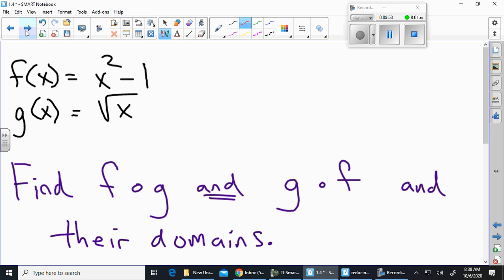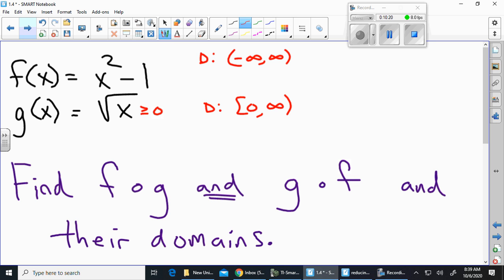Okay? So we're going to just do these two, f of g and g of f. Again, I like to think of my domains to start. F is negative infinity to infinity. It's a polynomial. G is a radical, greater than or equal to 0, so 0 to infinity.